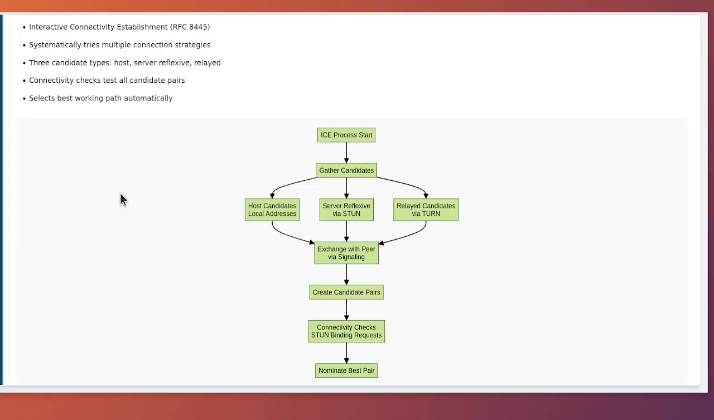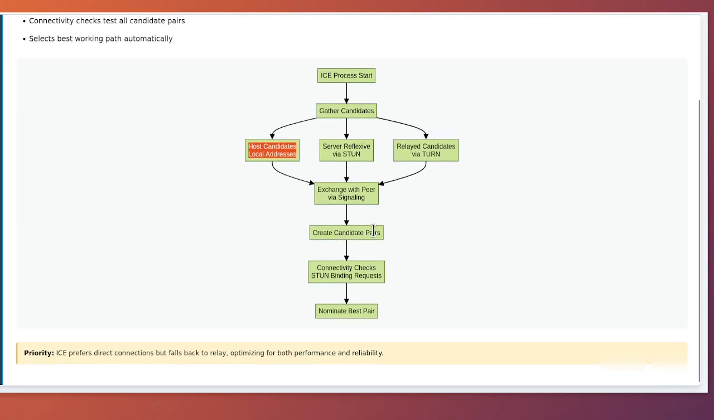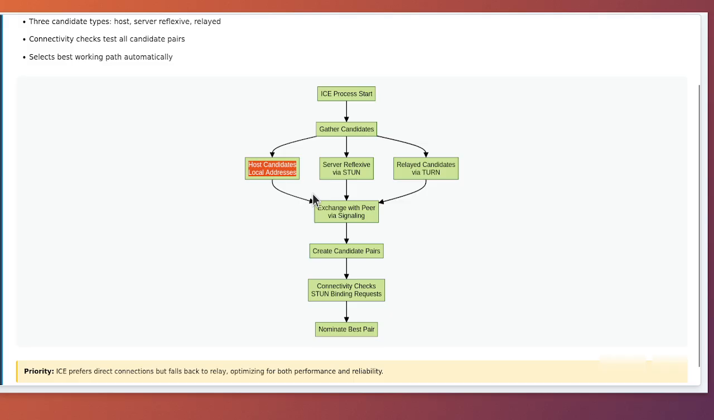ICE introduces the concept of candidates, which are potential addresses that can be used for communication. There are 3 types of candidates. Host candidates are the local IP addresses and ports on your device, such as your Wi-Fi or Ethernet interface address. Server reflexive candidates are public IP addresses and ports discovered through STUN, representing how your device appears after NAT translation. Relayed candidates are the addresses allocated through TURN servers, providing guaranteed connectivity through relay.